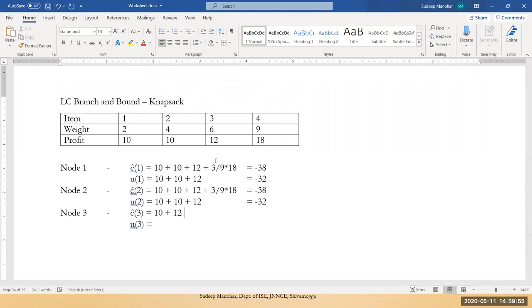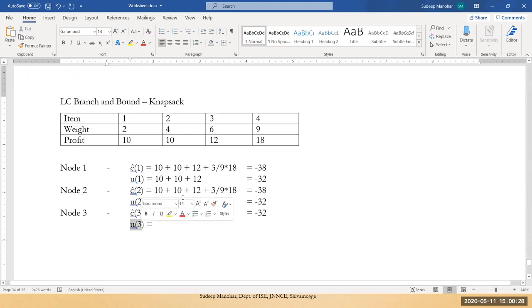Since we are using with fraction, what is remaining? 6 plus 4 is 10. Remaining is 5. So the fraction is 5 by 9 into the corresponding profit, that is 18. What you will get for this? 9 2s are 18, 5 2s are 10. 10 plus 10 plus 12 is equal to 32. You get minus 32 for this.